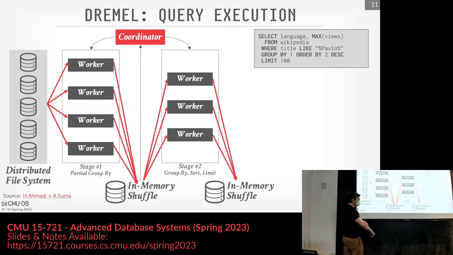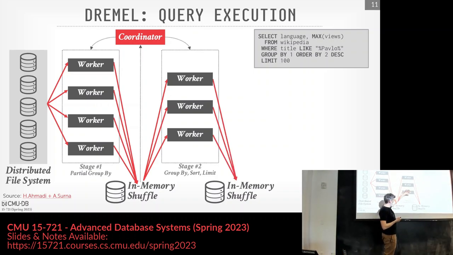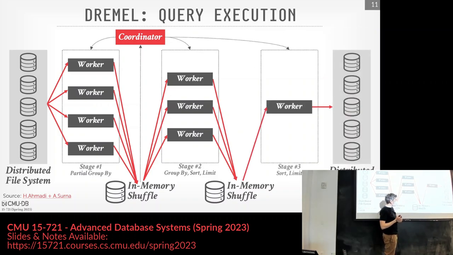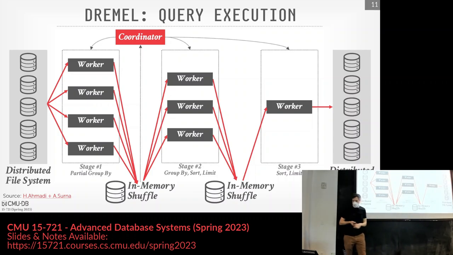All right, so then the next stage, again, these workers are producing output, they write everything to the shuffle store, and then we fire up the last stage to do the sort and the limit, and then it produces the result in a distributed file system. And then the coordinator can pass along the result to the client, depending on how it was accessed.